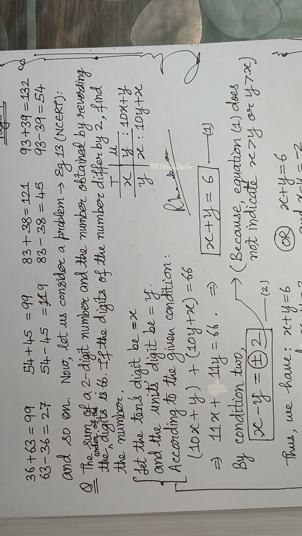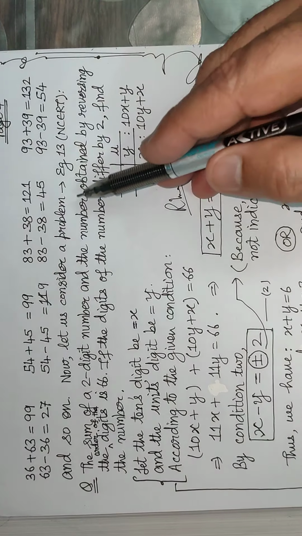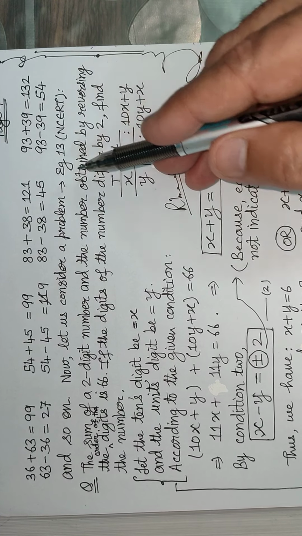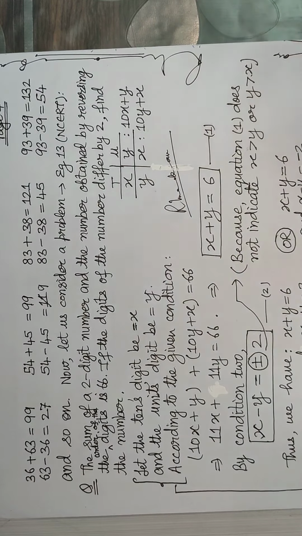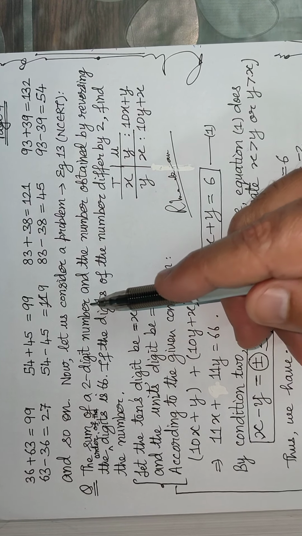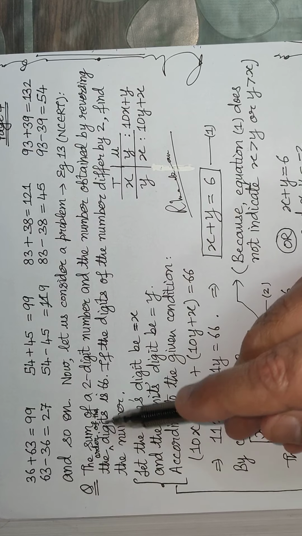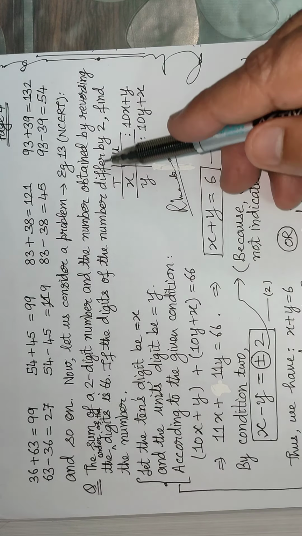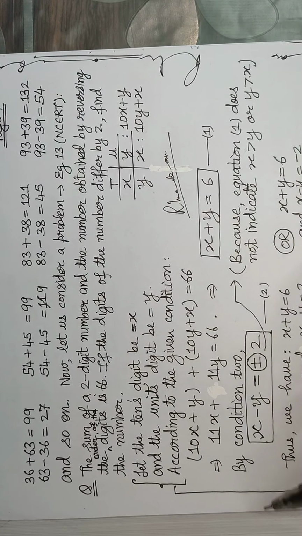Now let us consider a problem from the NCERT textbook, that is example number 13. The question reads as follows: the sum of a two-digit number and the number obtained by reversing the order of the digits is 66. If the digits of the number differ by 2, find the number.